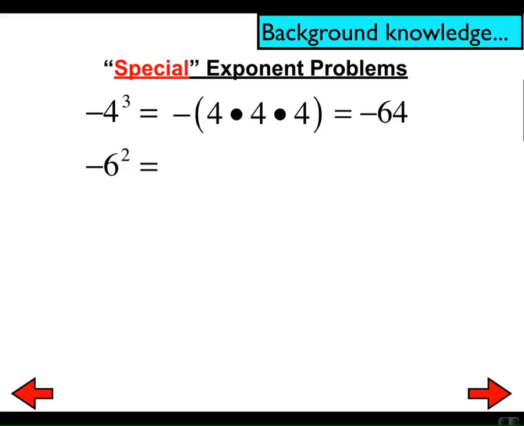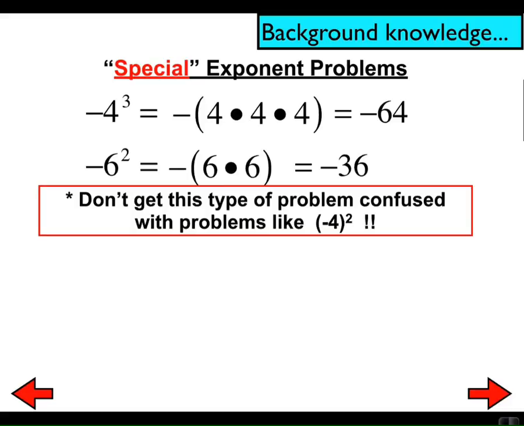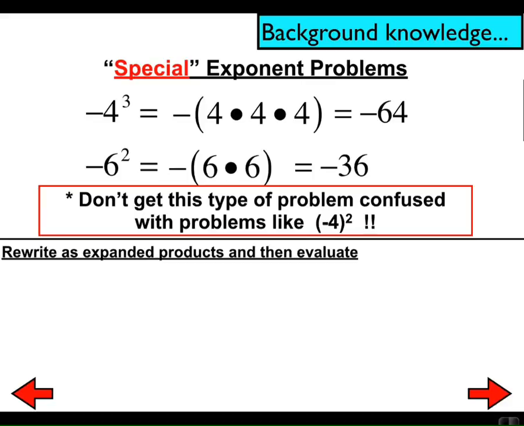And let me show you another example. Here, again, what's being raised to the 2nd power? Just the 6. And then the negative is on the outside being distributed afterwards, okay? So please know the difference between the two. Do not confuse it for negative 4 to the 2nd power. Okay? So here, again, if I was asked to rewrite as expanded products and then evaluate, here's what I'll get.